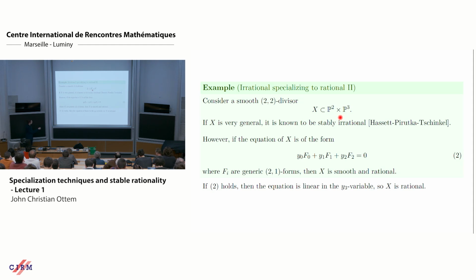The point is that if you have x0, x1, x2, and x3, and you have an equation of this form, it has to be linear in x3. So it means that, if you have a linear equation, you can solve it, and so this variety is actually rational. But that's kind of strange because that means that most are irrational, but you can just go to some special equation and then it's actually rational. So you can have irrational specializing to rational.